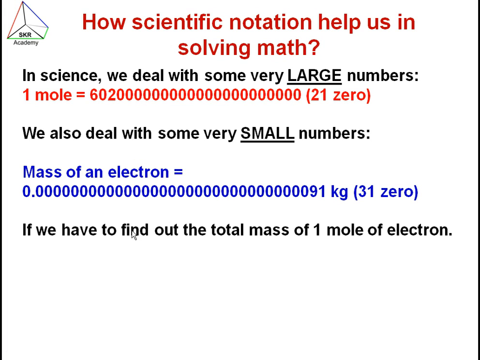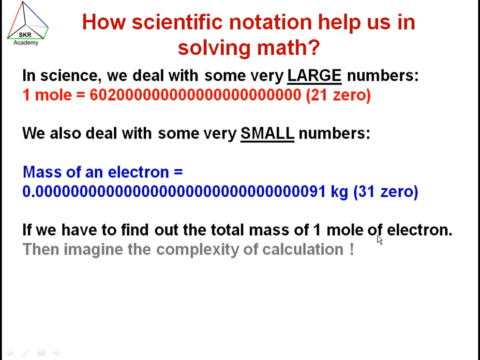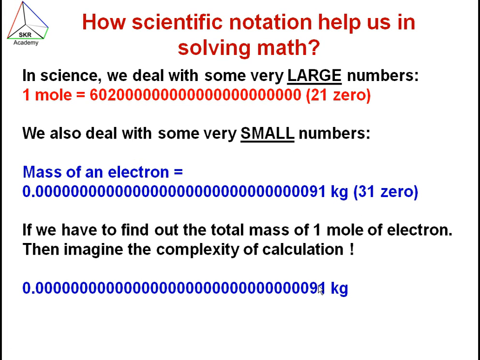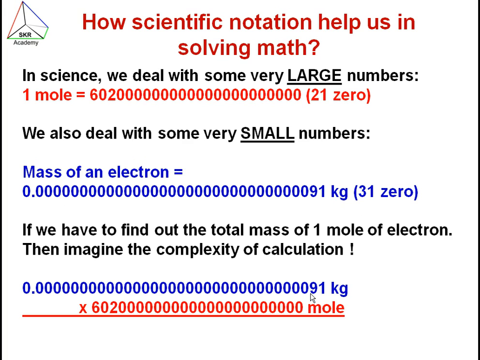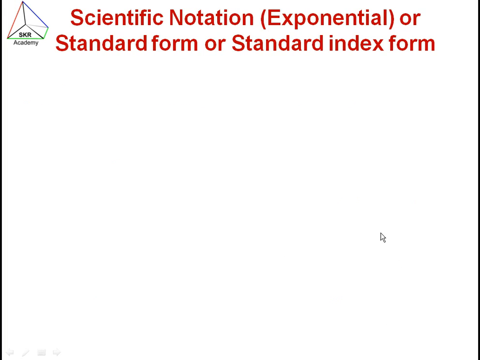Now if a question is asked to find the total mass of 1 mole of electrons, think of the complexity of the calculation, how difficult it is. Basically we have to multiply the mass of 1 electron, which is 0.310 and 91 kg, with the value of 1 mole, and then how will we manage all these zeros? At this point, scientific notation comes into place and helps our math.